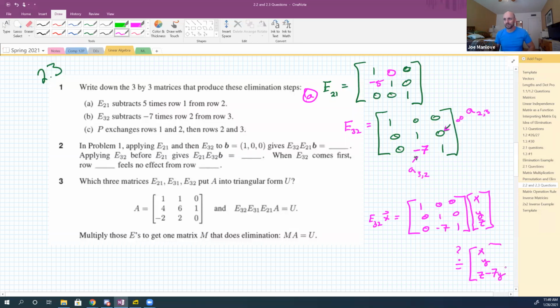So I should get this out of this thing. Okay, so if I pick this thing up, twist it, and drop it on here, I'm going to get x. If I pick this thing up, twist it, drop it on, I'm going to get y. And if I pick this thing up, twist it, and drop it on, I'm going to get -7y plus z. Okay. Seems legit.